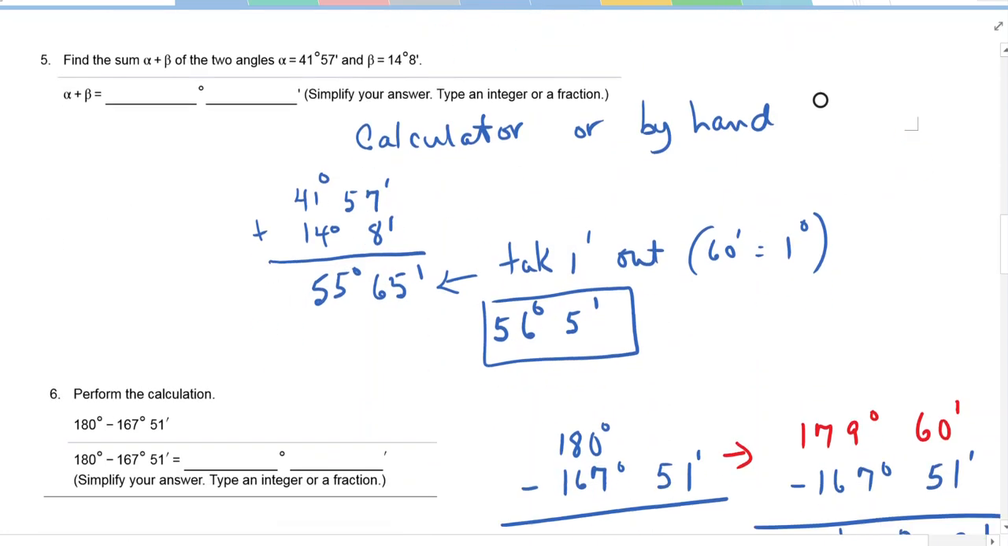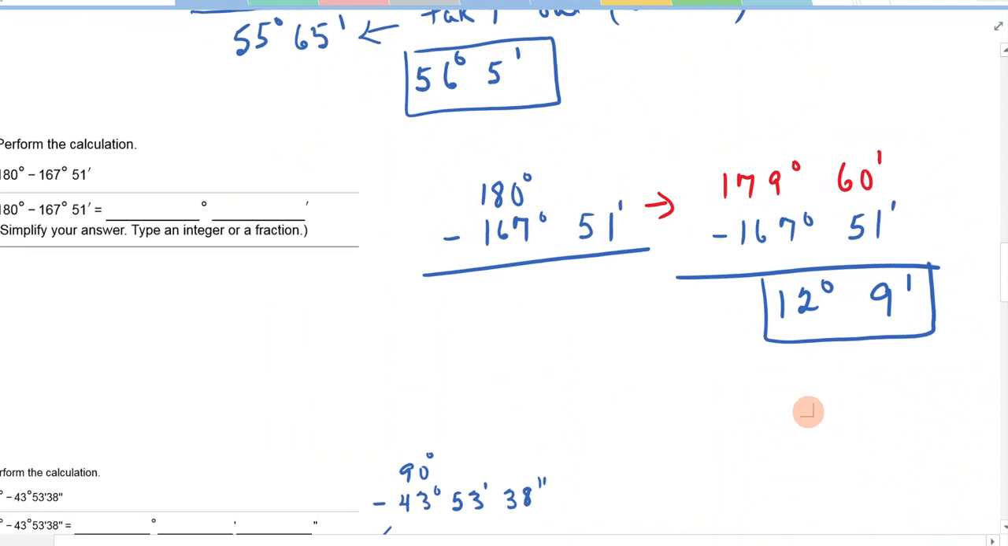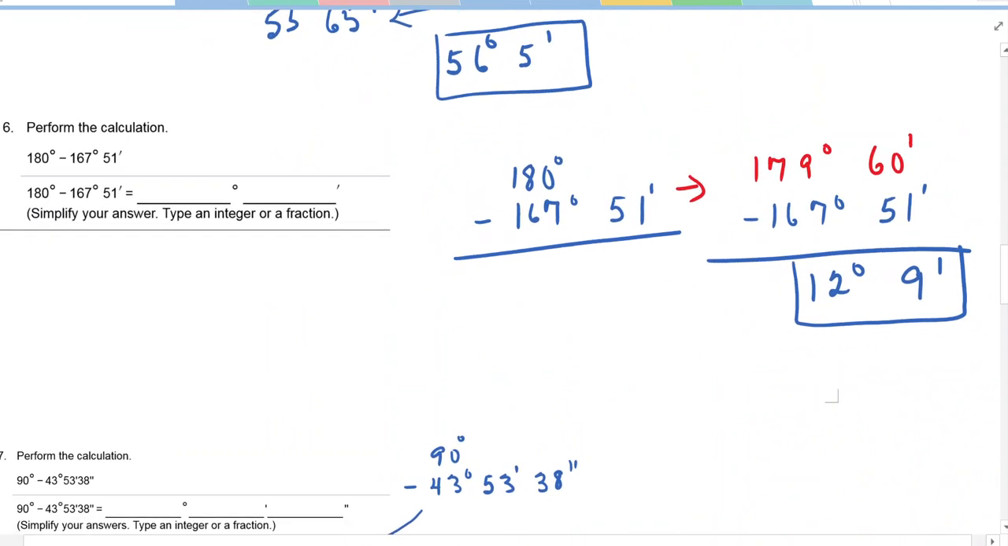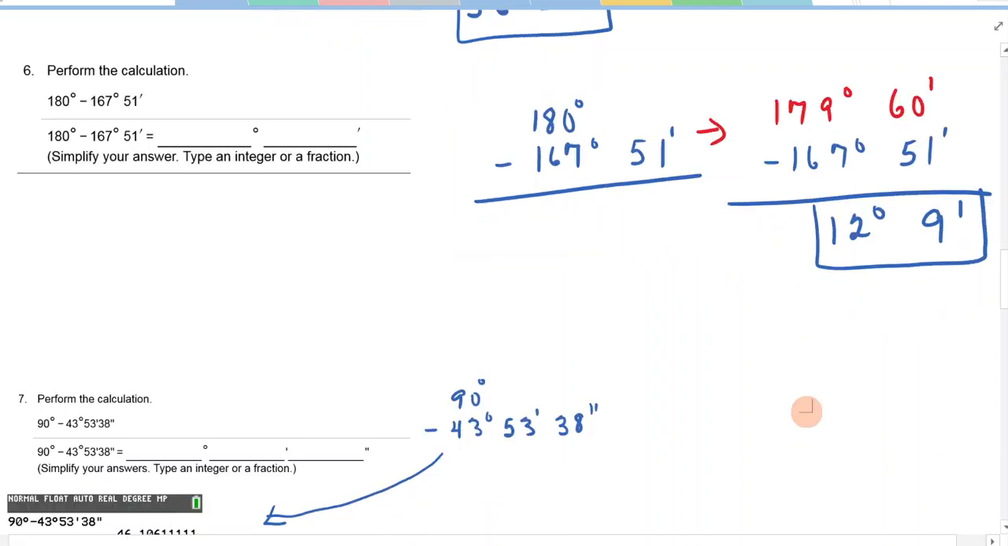So if you have 65 minutes, you know that 60 minutes is 1 degree. So if you take out 60 of that and add 1 degree here, you've got 56 degrees. You have 5 minutes left. So you just have to watch that. On number 6, same idea. We're subtracting. We had to borrow, so we have 179 degrees and 60 minutes. Subtract and subtract, we get 12 degrees, 9 minutes.